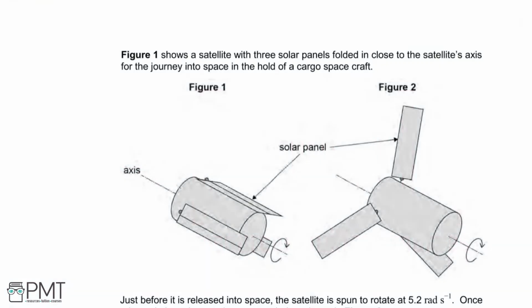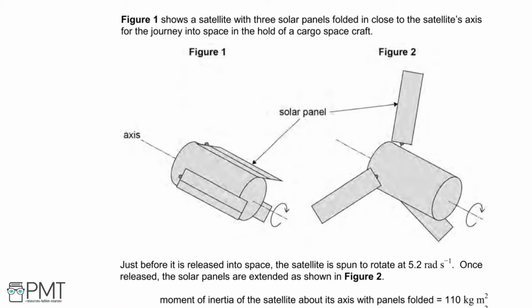Figure 1 shows the satellite with 3 solar panels folded in close to the satellite's axis for the journey into space in the hold of a cargo spacecraft. Now we've got Figure 1 and Figure 2, and you can see those retractable panels there. In Figure 1, they're closed. In Figure 2, they're spread out.